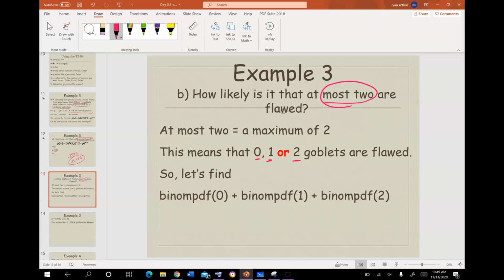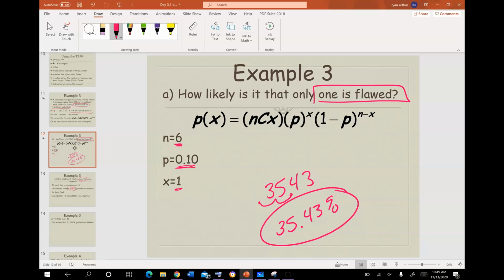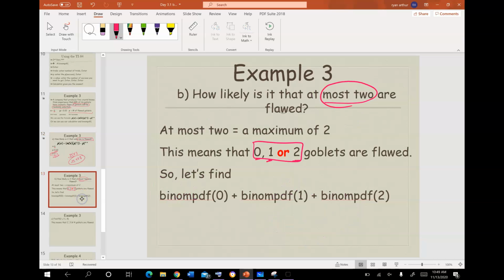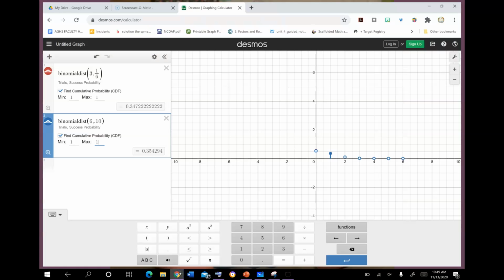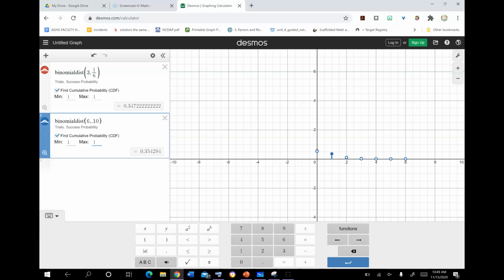Now, calculator makes it harder, but Desmos does not. So I'm using the same problem. My N is still the same and my P is still the same because I haven't switched problems. But what I want has changed. I want 0 to 2 goblets flawed. So that's where we play with the min and max. I want a minimum of 0 goblets flawed to a max of 2 goblets flawed. And there's your answer.